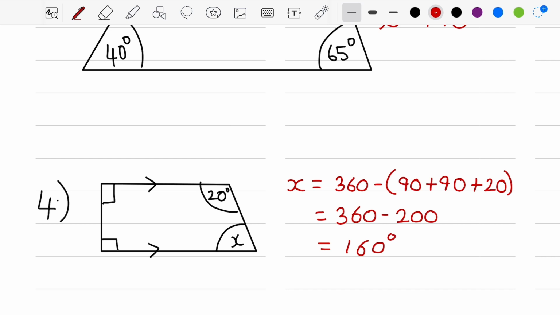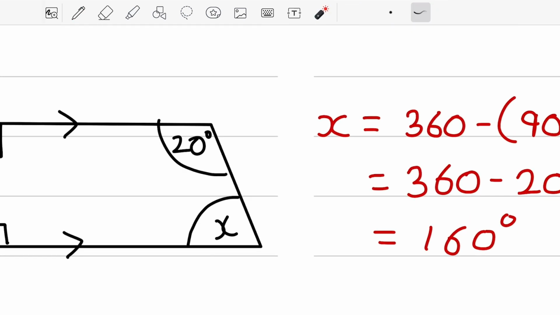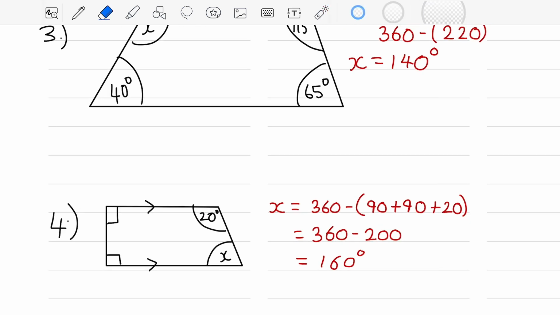So that is not drawn to scale. This really should be more than 20 degrees. That should be 120 degrees. So let's change that to make a more realistic question.